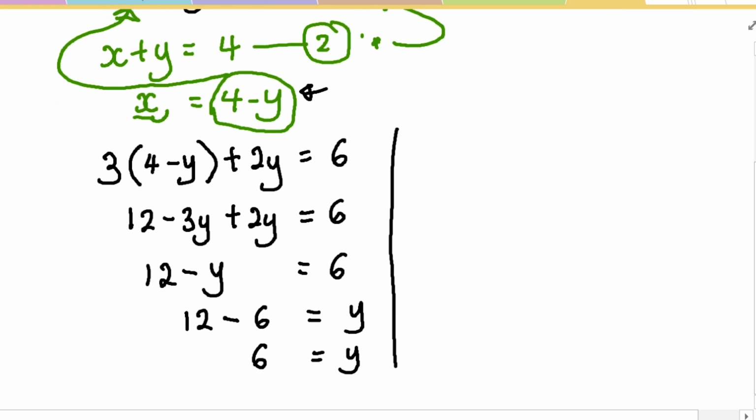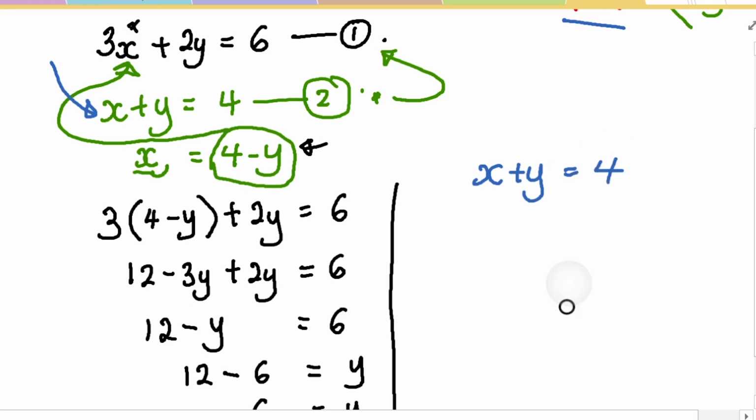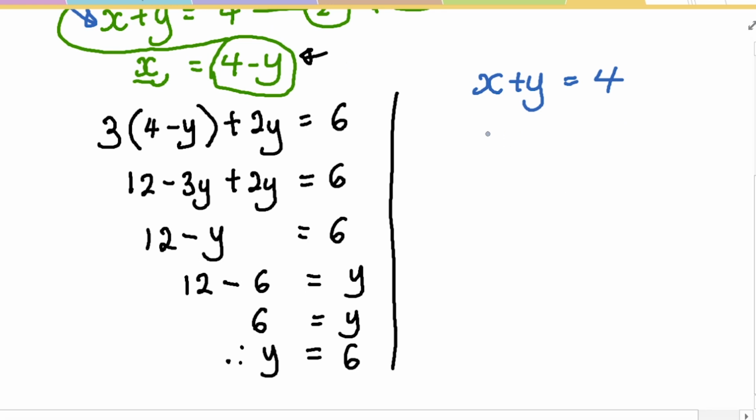So after getting our value of y as 6, I can simply say, therefore, y is equal to 6. Then I can just pick any of those two equations to find the value of x. I can choose the second equation, which is x plus y is equal to 4. Let me substitute to find the value of x. Remember, we got our value of y as 6. So it's going to become x plus 6 is equal to 4. So x is going to be equal to 4 minus 6. Our value of x here is negative 2.